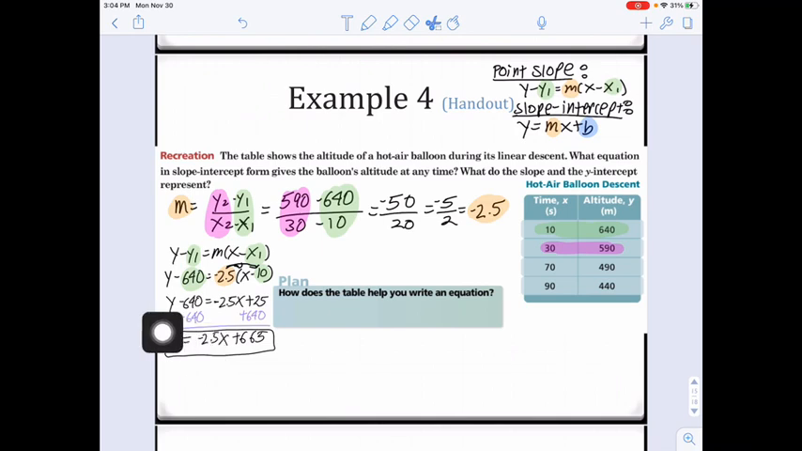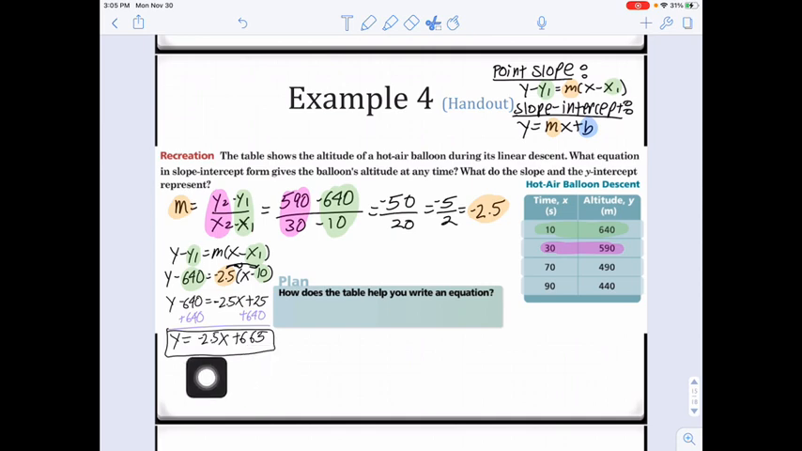This leaves us with just y. Negative 640 and positive 640 are a zero pair. Equals negative 2.5x, and then 25 plus 640 gives us 665. So our final equation in slope-intercept form is y equals negative 2.5x plus 665.